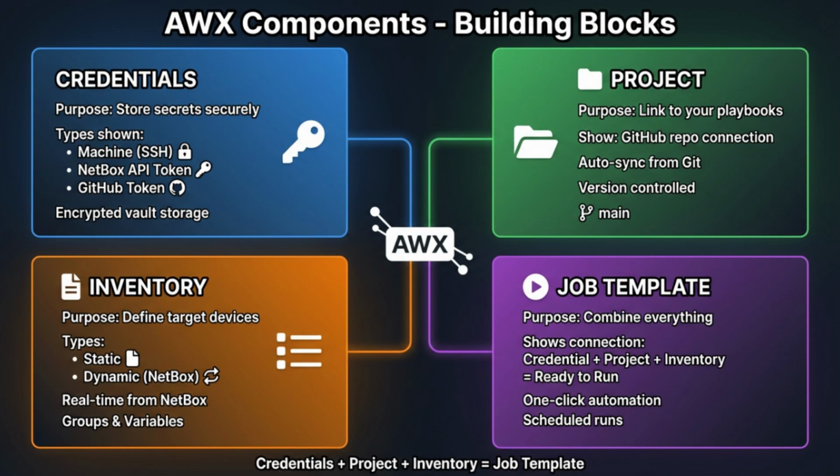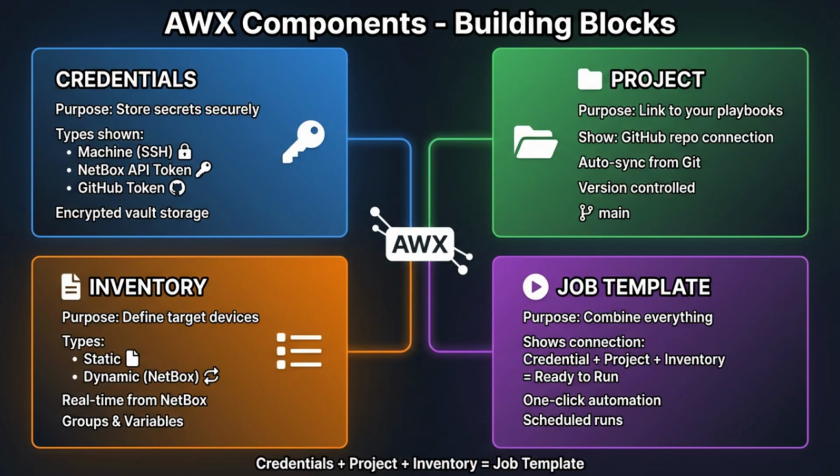Alright, now let's break down the four major components that we need to configure on AWS. First is credentials, on the top left. This is where we store all our secrets. Mainly we have three different types of credentials in our use case. First is the machine credential. This is for the SSH access to the devices. Then we have the Netbox API token for the inventory sync to the AWS engine. Then we'll also use a GitHub token for the repo access. And all these credentials are encrypted in AWS Vault storage.